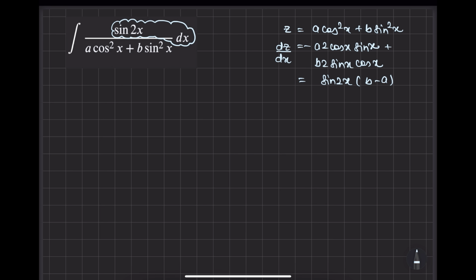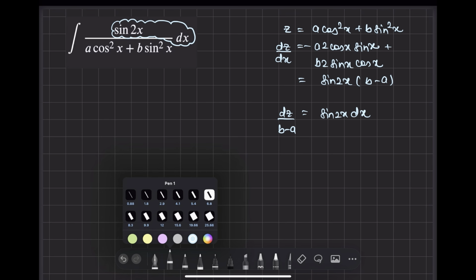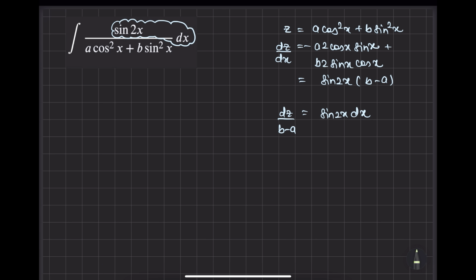So can I write dz by b minus a equals sin 2x dx? Correct. So you got your things done. So can I apply the replacements? We will be having 1 by b minus a integration of dz by z.